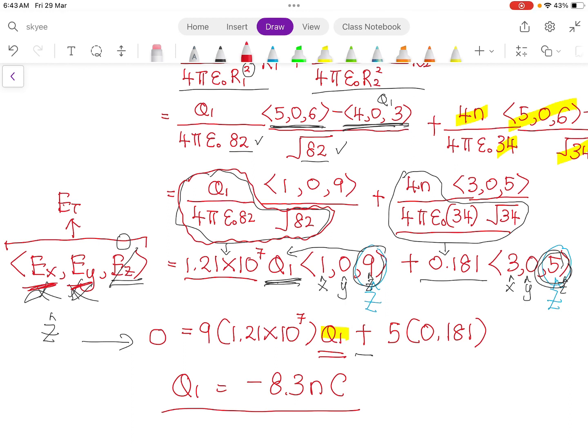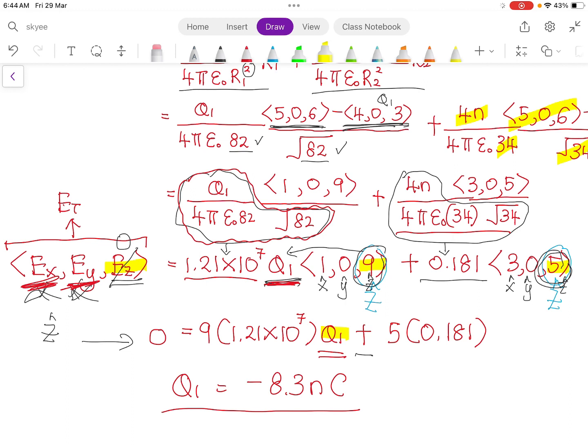I want to solve for Q1, so I must form an equation that has only one variable, Q1. If I consider the EX and also the EY, that equation will have two variables. I cannot solve it. So I can only use the information given by the question, that is EZ equals 0. So I will only focus on the Z component.